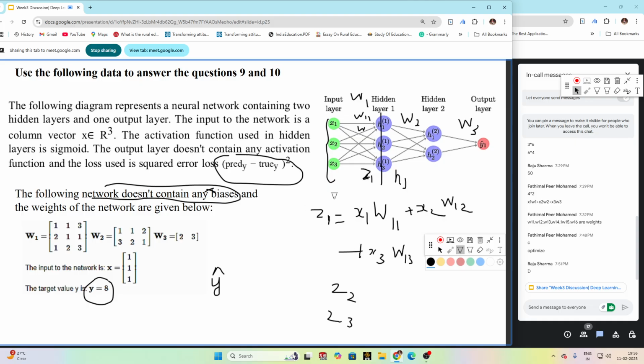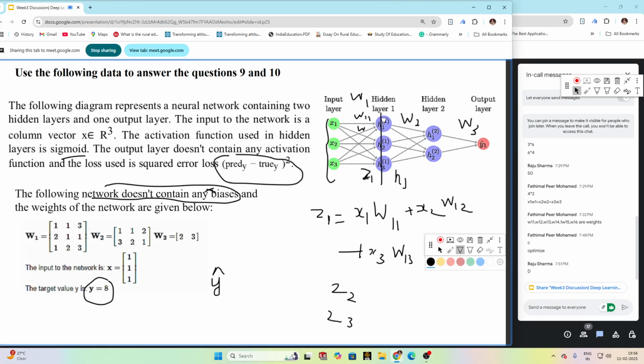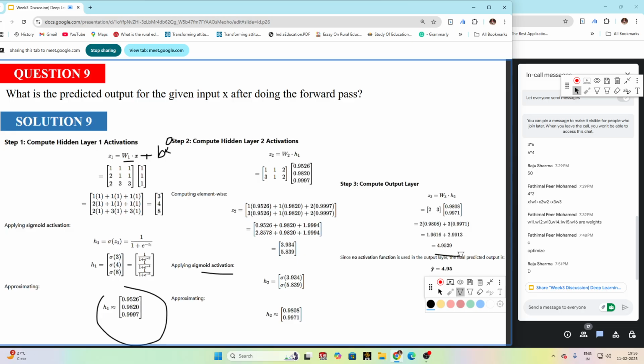Once you get z1, z2 and z3, you just have to apply the activation function, which is your sigmoid function, and you will get h1. Once you get h1, you multiply h1 with w2 and get z2, apply the sigmoid function again, and you get h2. Then h2 into w3 gives you y1. The output layer has no activation function, so this will be your output.